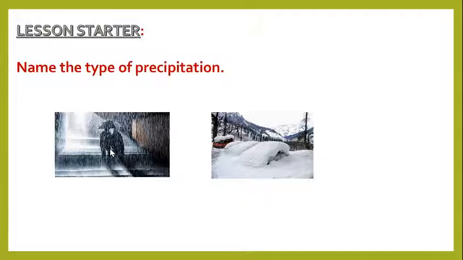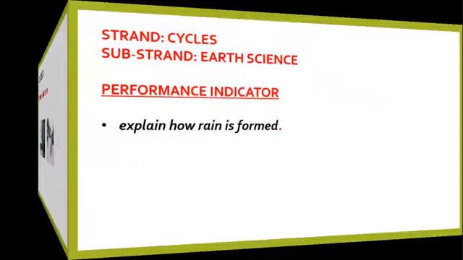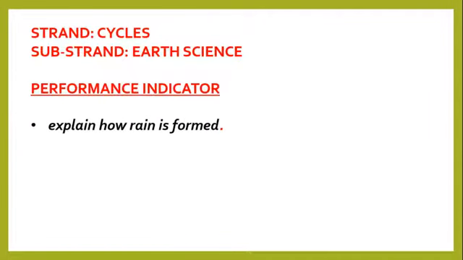Okay. I guess you named the first picture rain or rainfall. You're right. The second one, snow or snowfall. So kudos, you have done very well. Now, having looked at our lesson starter, let's move on to our main lesson. Good. So we are still under cycles of science. And today we would like to learn how to explain how rain is formed.